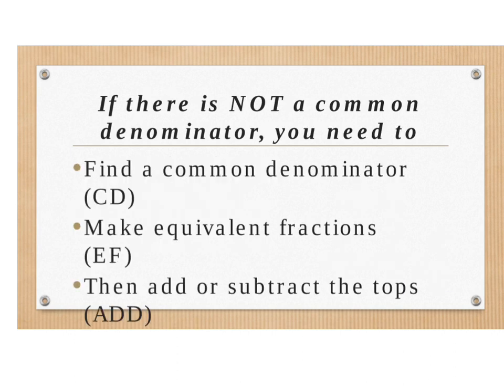Now, if there's not a common denominator, the first thing you do is find one that works for the two fractions you're adding. Then, this step right here, we have to make equivalent fractions. We're going to use our giant 1 for that, like we were using with our simplifying. And then all you have to do is go back to what we did in the first 3 slides, which is to add the numerators and then put it over the denominator.